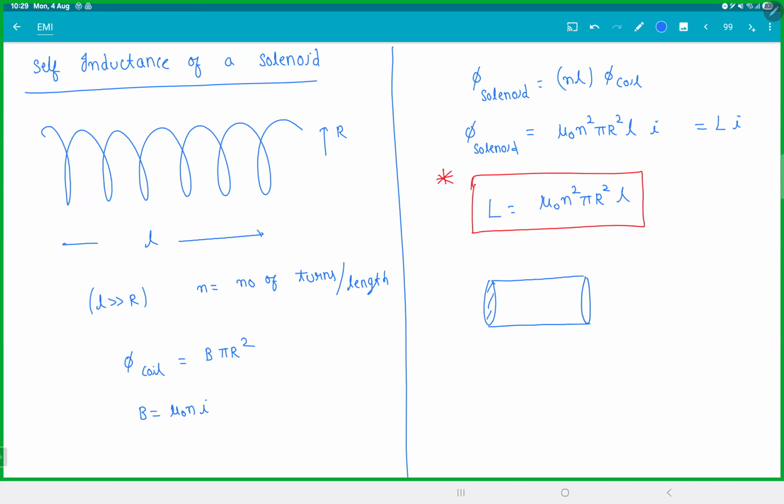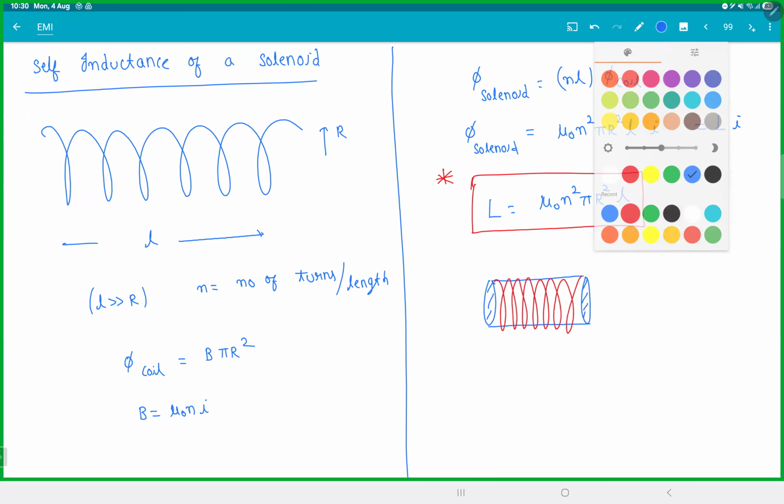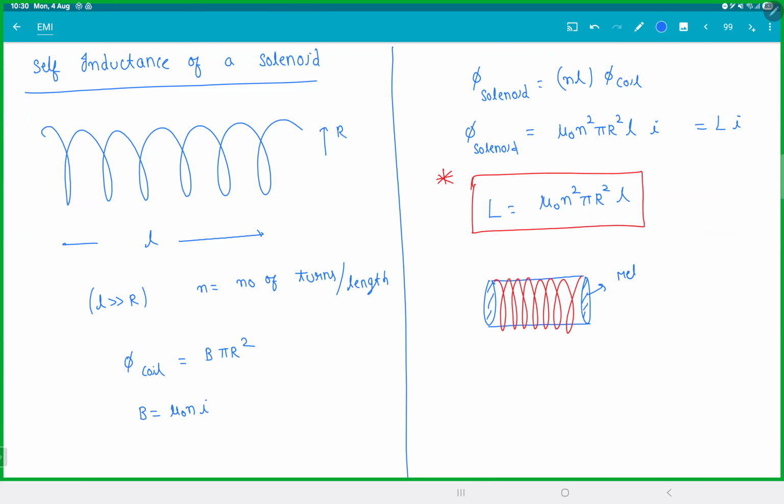What if you put a metallic rod and you have a solenoid around it? Then your self-inductance becomes mu medium n square pi r square L, where mu medium is given by mu relative into mu naught. This is called relative permeability, just like your dielectric constant.